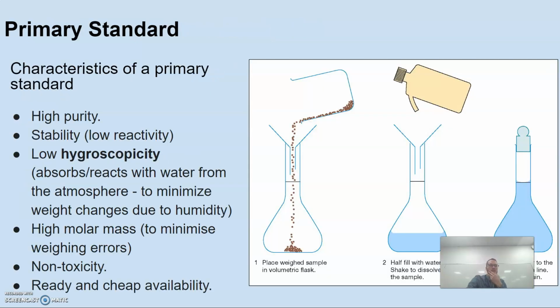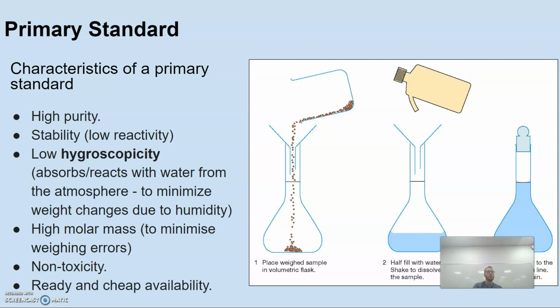Primary standard characteristics. They're highly pure. They're stable, which means they don't react very readily. They have low hygroscopicity. We've seen that before with biodiesel. They're hygroscopic, they absorb water from the environment. So sodium hydroxide is not a good primary standard because it absorbs water from the environment.